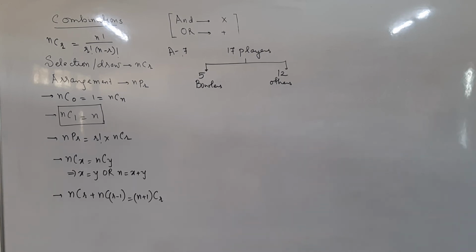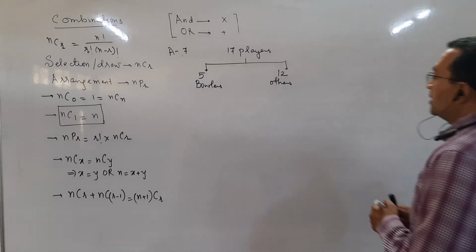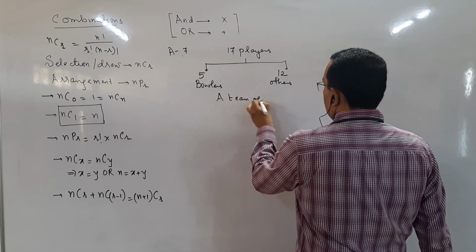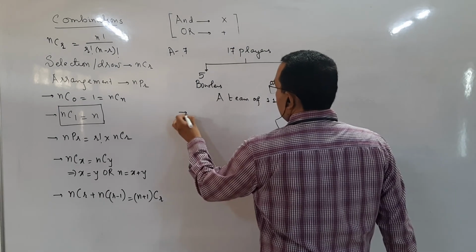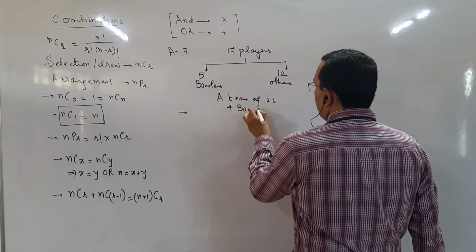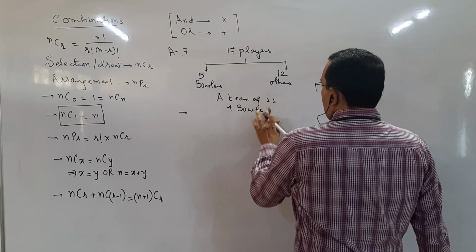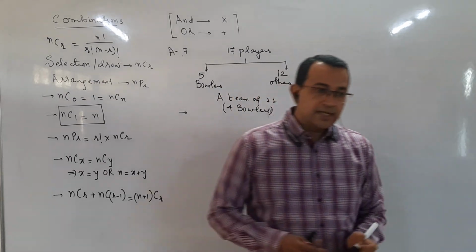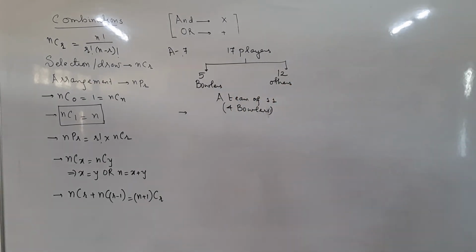But we have to form a team of 11 which contains exactly 4 bowlers. A team of 11, and the condition is 4 bowlers. These are the sums of conditional combination, students, just as we have sums of conditional permutation. So a team of 11 exactly containing 4 bowlers.